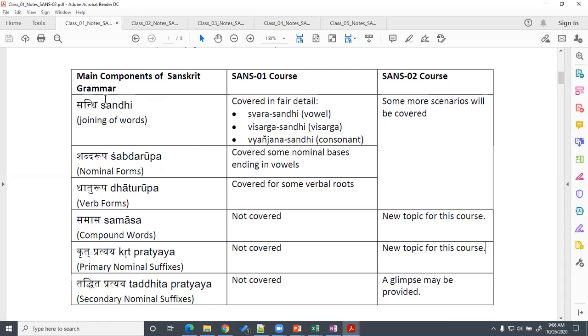And these are the major topics for Sanskrit grammar: Sandhi, Shabda Rupa, that is nominal forms, verbal forms, Dhatu Rupa, Samasa, the compound words, Krut Pratyaya, and Tadhita Pratyaya.